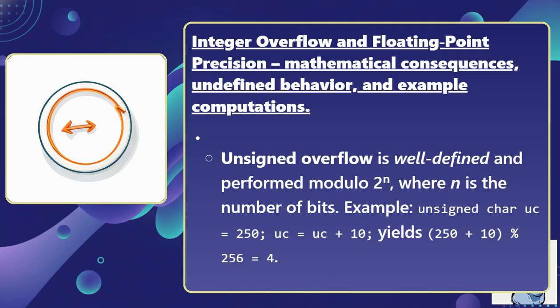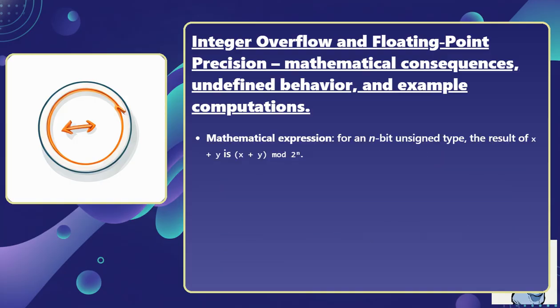Unsigned overflow is well defined and performed modulo 2^n, where n is the number of bits. Example: unsigned char uck = 250; uck = uck + 10 yields 4. For an n-bit unsigned type, the result of x + y is (x + y) modulo 2^n.